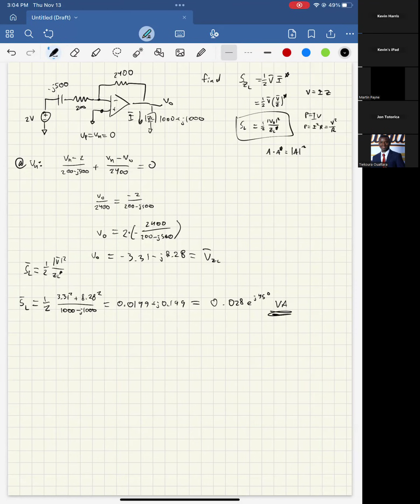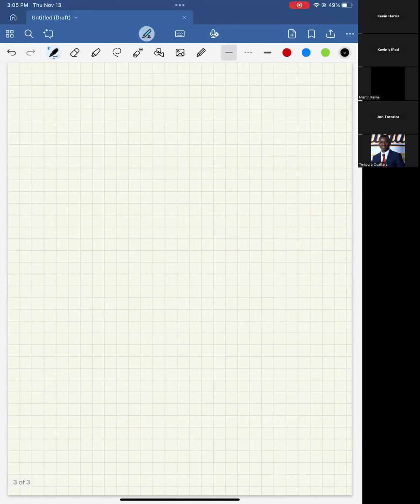Anyway, so that's that. So this is saying that that's the complex power going through there. So that's how you'd answer that kind of question. Very cool. Okay, that was an op-amp question. Now I'll do another power question.